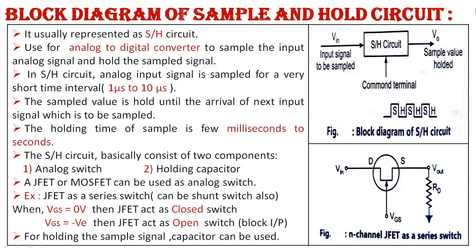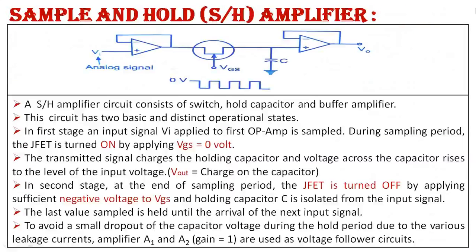A JFET or MOSFET can be used as an analog switch. For example, a JFET as a series switch. It can be a shunt switch also. When VGS is 0, the JFET acts as a closed switch. When VGS is negative, the JFET acts as an open switch, or is blocked. For holding the sample, a capacitor can be used.